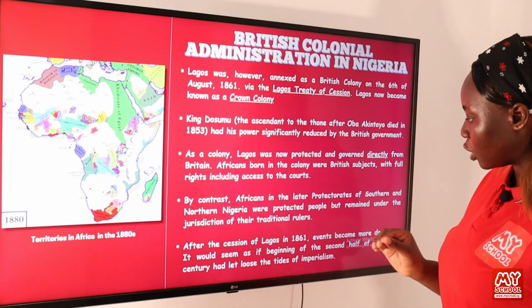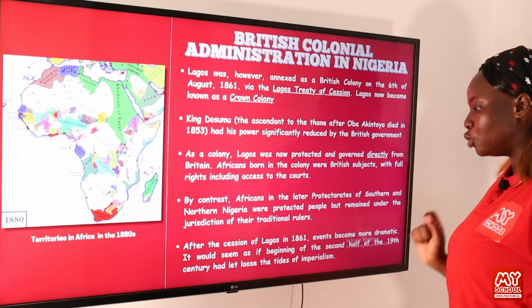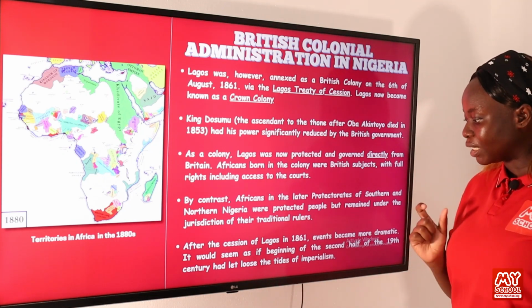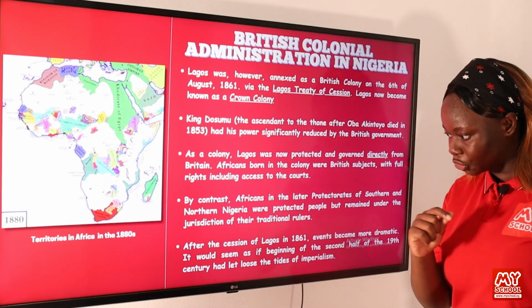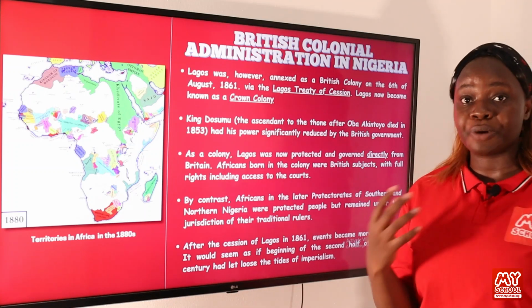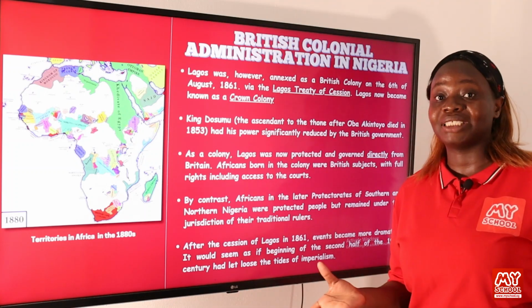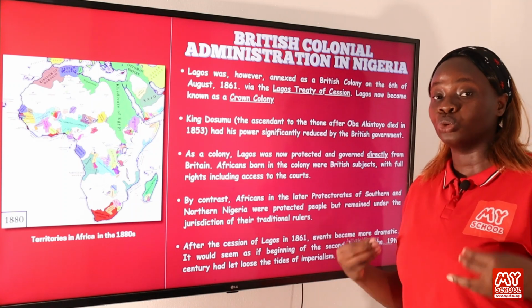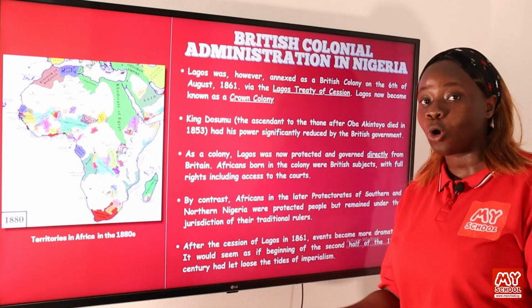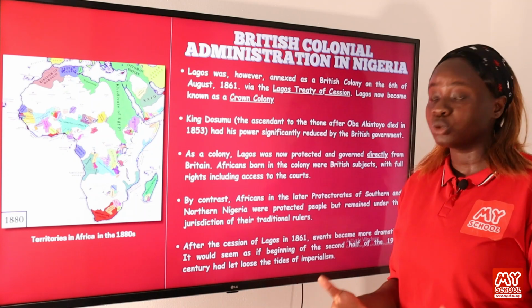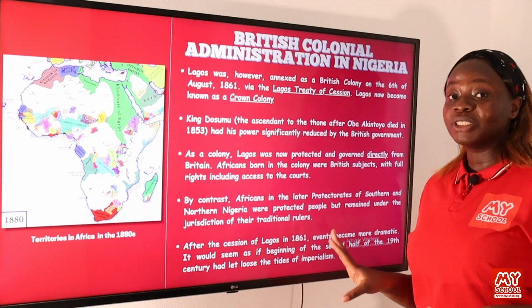After the cession of Lagos in 1861, events became more dramatic. It would seem as if the beginning of the second half of the 19th century had let loose the tides of imperialism. We've talked about imperialism as an ideology, the desire to gain other territories in order to impose your culture, your political system onto them. So we've come to the end of this segment.